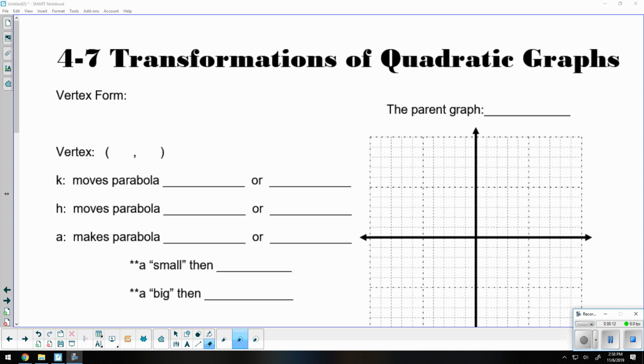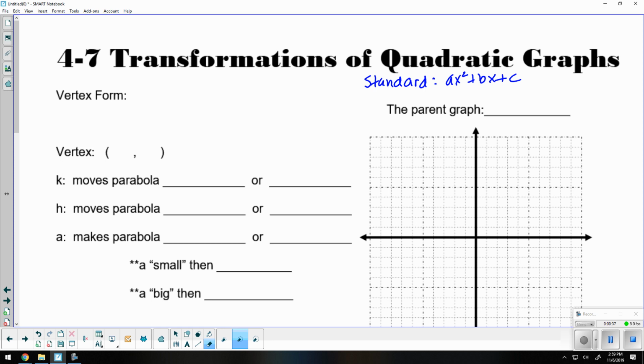We're getting into our last section of chapter 4, which is 4-7, and this has to do with transformations of quadratic graphs. There's a second way you can write a quadratic function, and this is called vertex form. We're familiar with standard form, so just to refresh, standard form of a quadratic is ax squared plus bx plus c. But now there's a second way you can also write it, in vertex form.